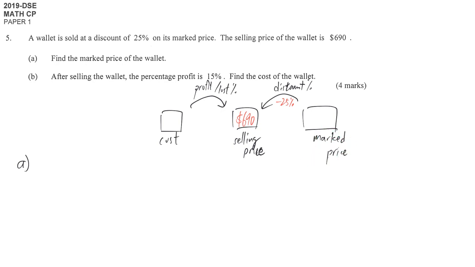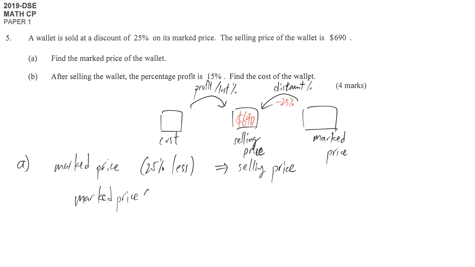From the market price, we deduct 25%. That means 25% less will become the selling price. Again, beware of the direction of the arrow. So it should be market price times originally 100%, we deduct 25% from it, is equal to selling price $6.90. We should understand in this way.